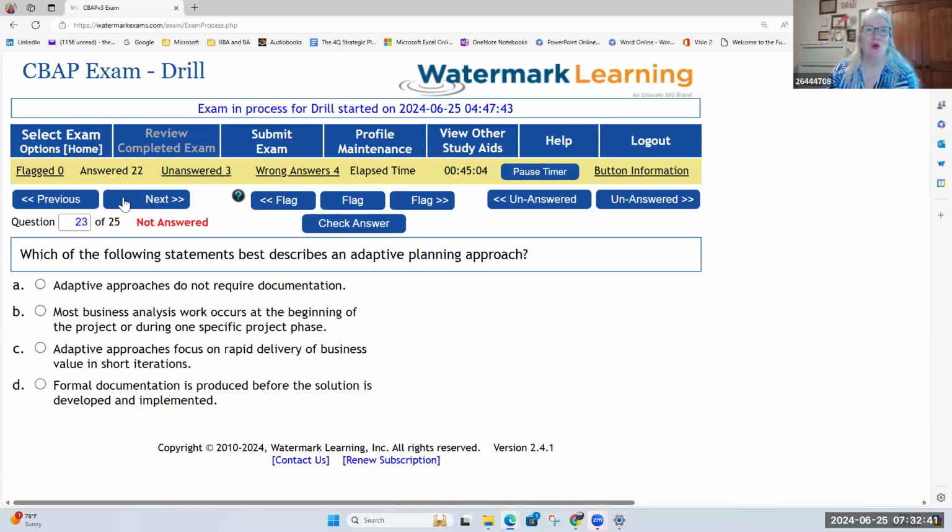Let's go. Of the following statements, which best describes the adaptive planning approach? Remember, adaptive is the other word for agile. Adaptive approaches do not require documentation. Most business analysis work occurs at the beginning of the project or during one specific phase. Adaptive approaches focus on rapid delivery of business value in a short iteration, or formal documentation is produced before the solution is developed and implemented.